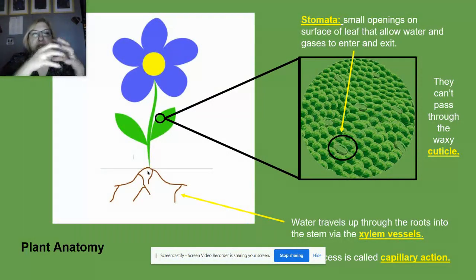Because water has surface tension and it sticks to itself with the polar molecules, and we talked about that last semester, as it sticks to itself, it climbs up the inside of the vessels called the xylem vessels. Those are the roots. So the water climbs up through those roots through capillary action.